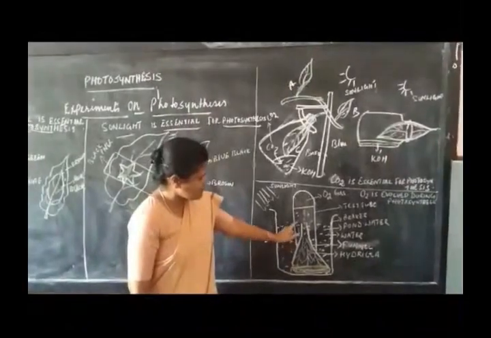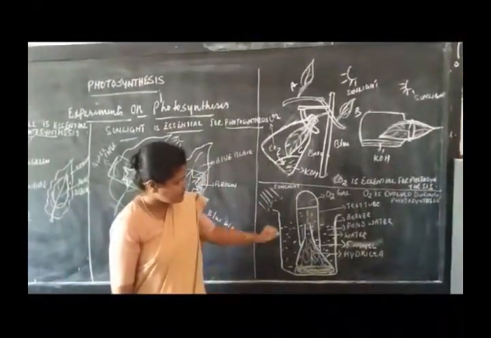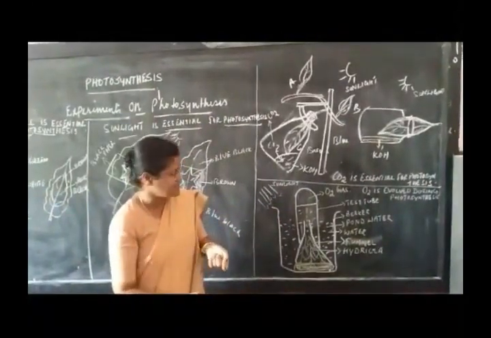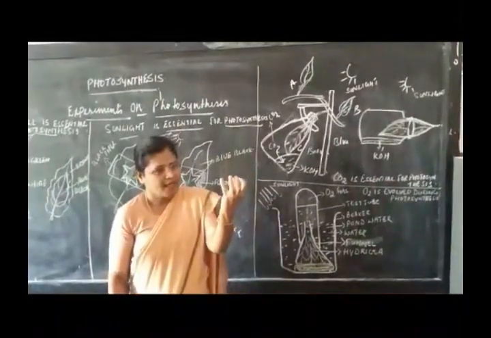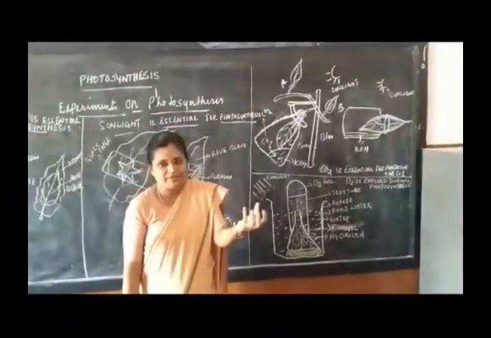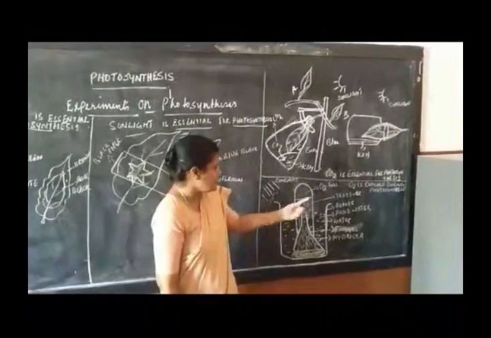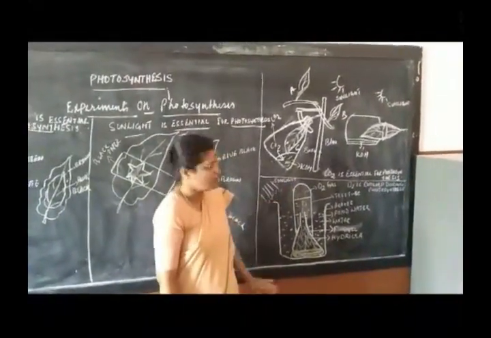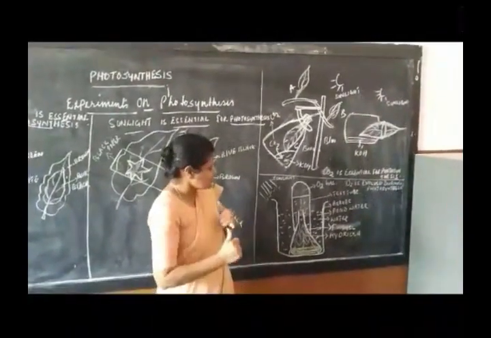Now you will see a number of bubbles coming up. As the bubbles come up, you slightly remove the test tube, take a burning matchstick and show it here, and it will burn vigorously. Because oxygen supports combustion, when a flame is exposed in the presence of oxygen, it burns vigorously, and that is the sign that proves oxygen is evolved during photosynthesis.